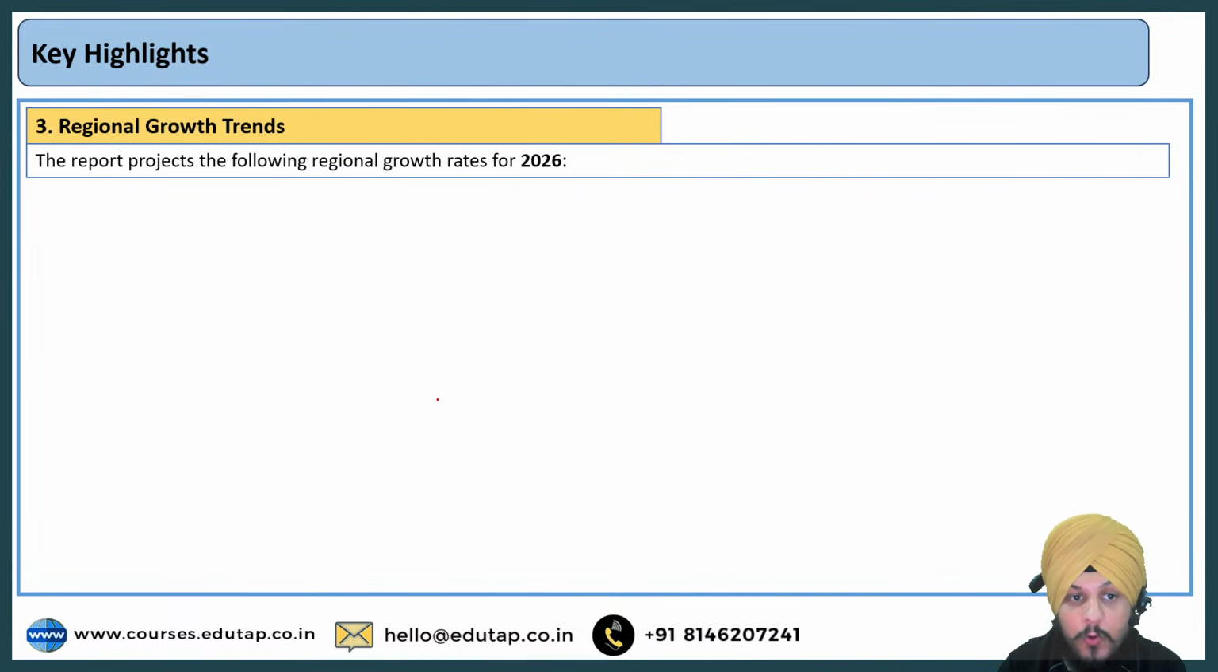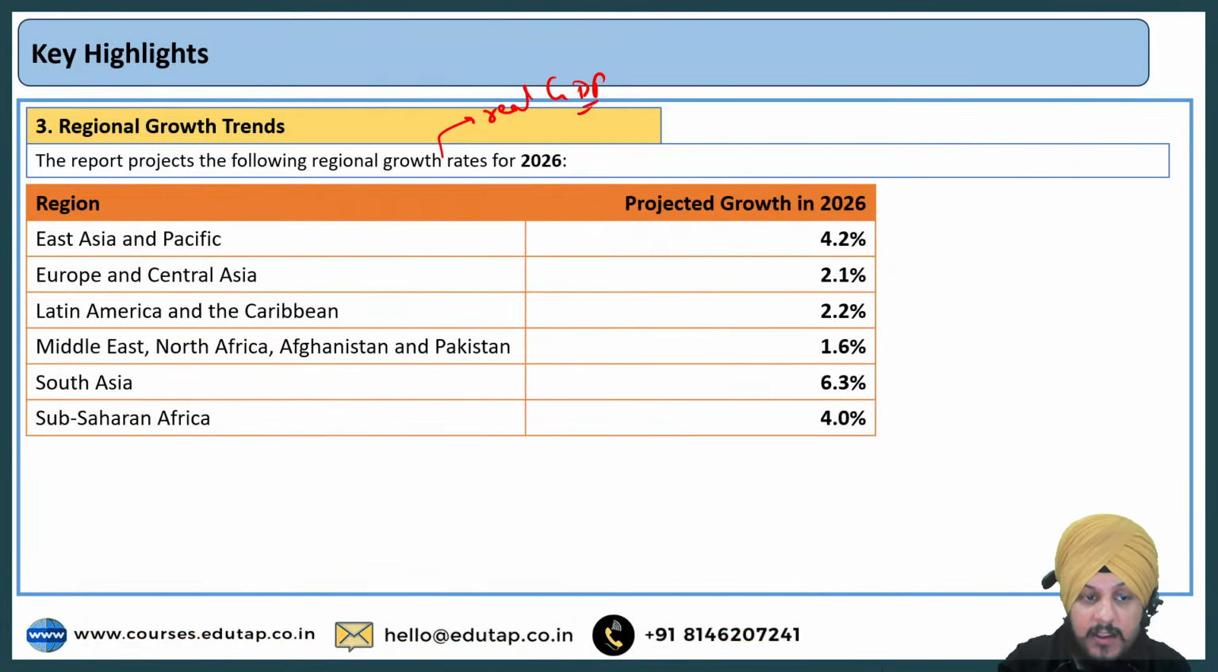Now over here, the report provides different growth rates, right? When I say growth rate, I'm talking about real GDP with respect to different countries. It has provided the projection with respect to that. So you can see it over here. For the East Asia and Pacific, it is 4.2%. You don't have to remember these numbers.